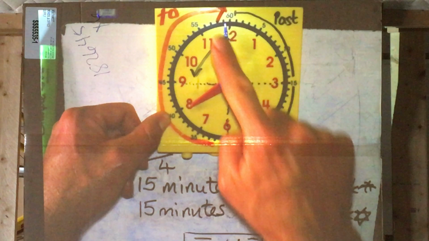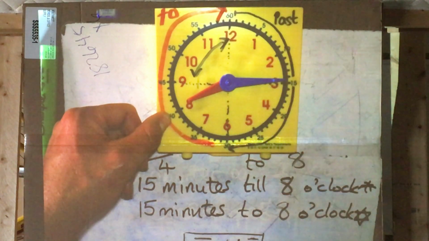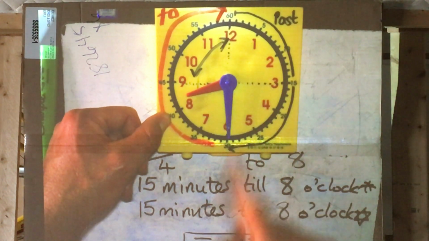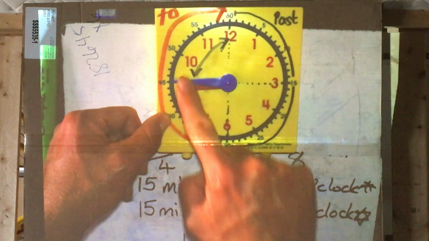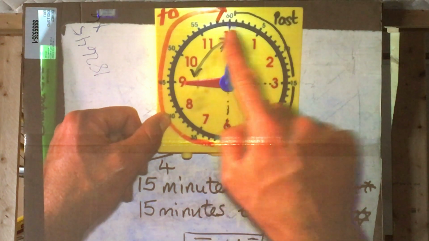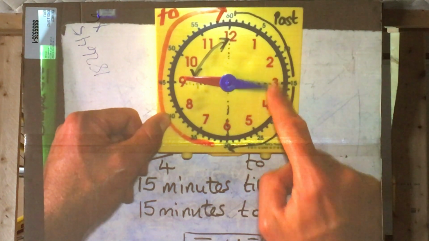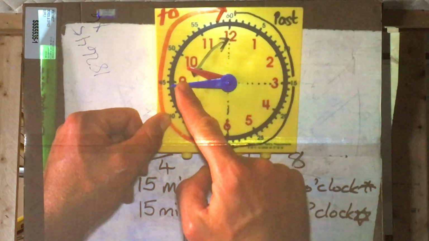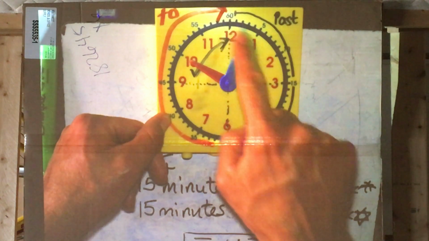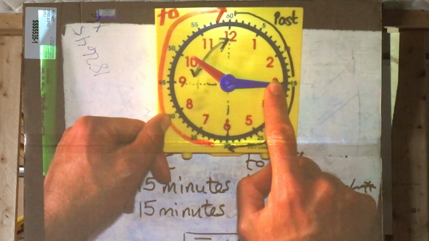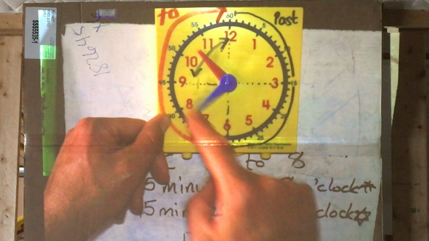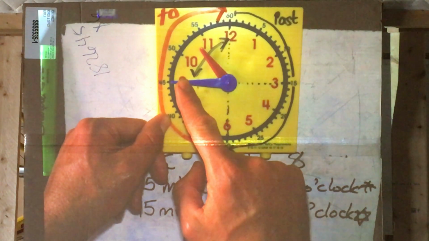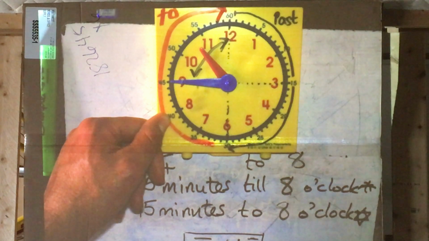8 o'clock. 8:15. 8:30. 8:45. 9 o'clock. 9:15. 9:30. 9:45. 10 o'clock. 10:15. 10:30. 10:45. I think I said 10:45. So there we go. Should look something like that.